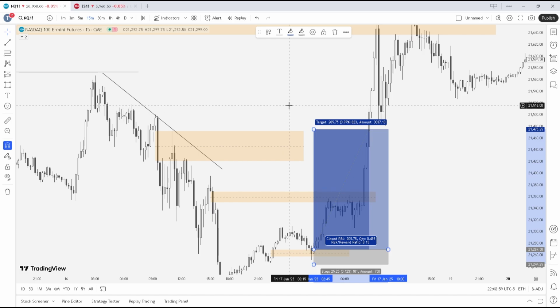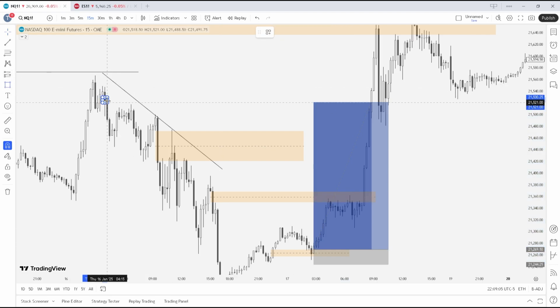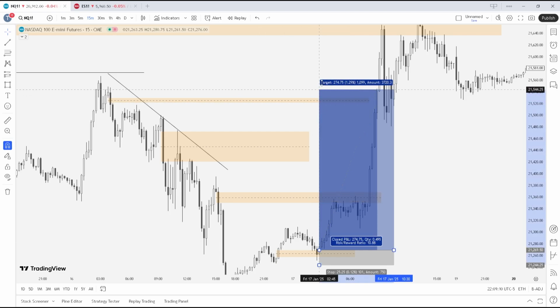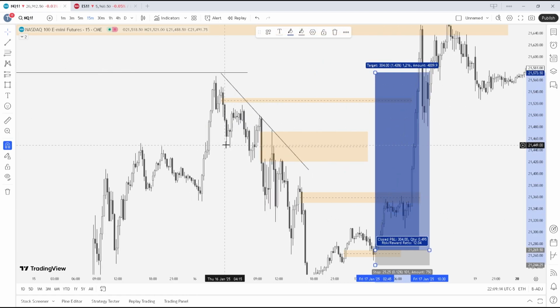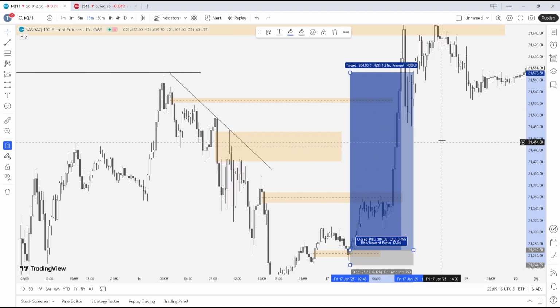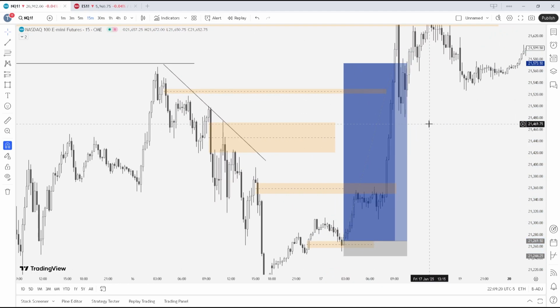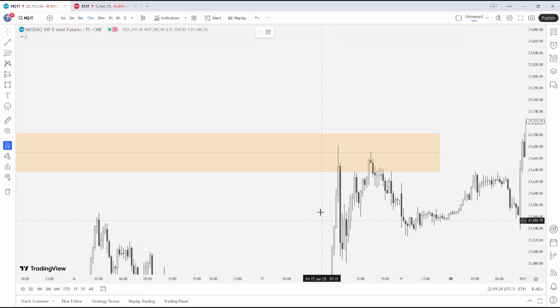What else can you target? You can also target this fair value gap up here, maybe. Right? Or you could just target these relative equal highs, since low resistance liquidity, relative equal highs, really makes a good draw on liquidity. So let's go on to another example.